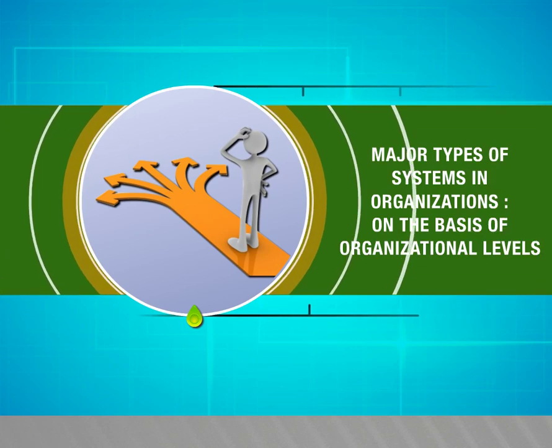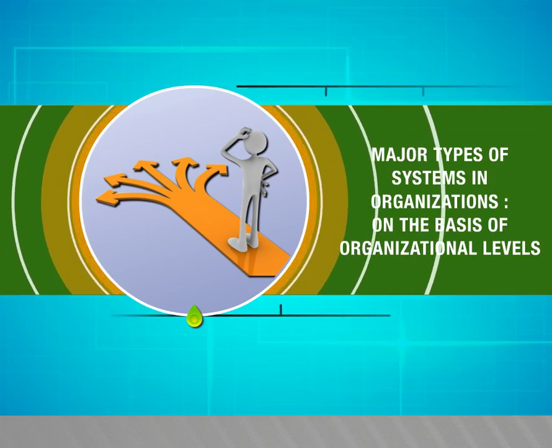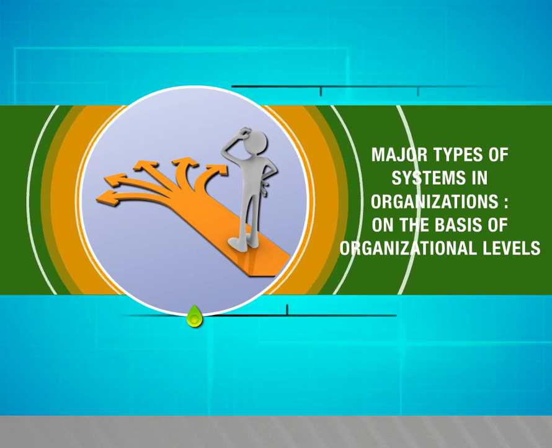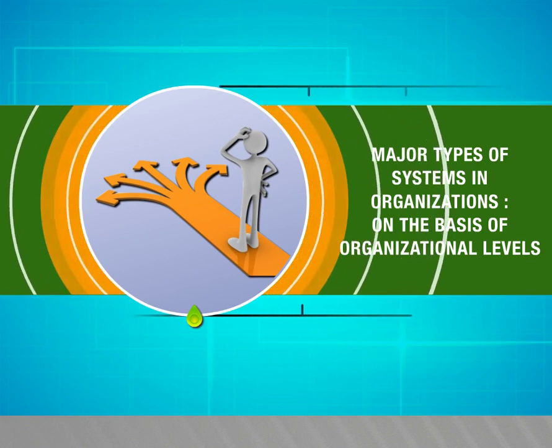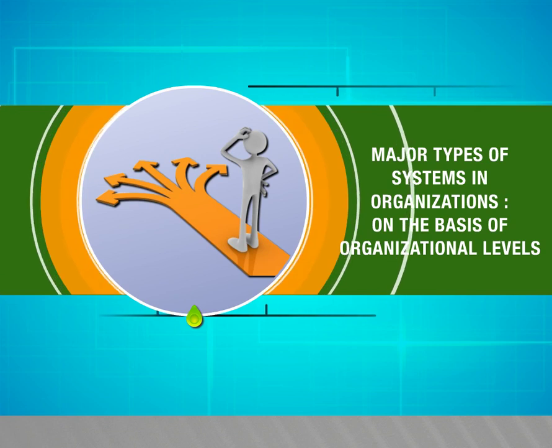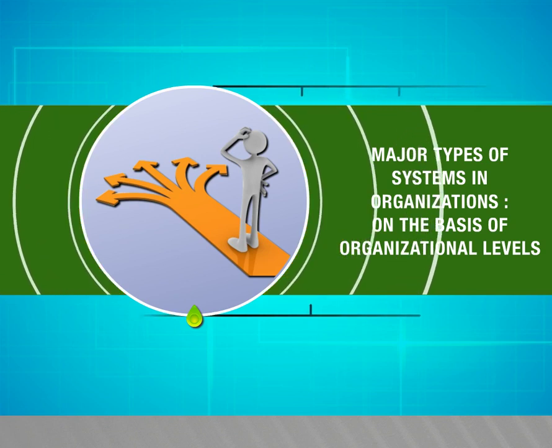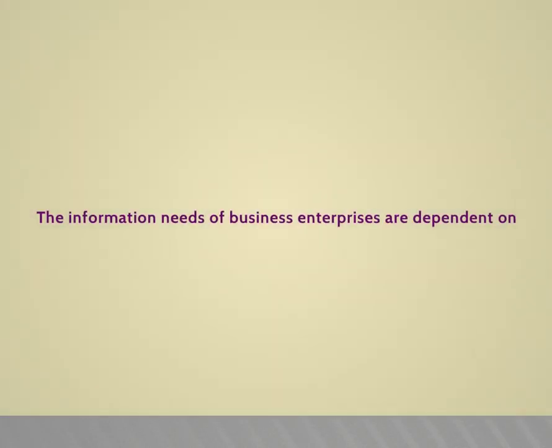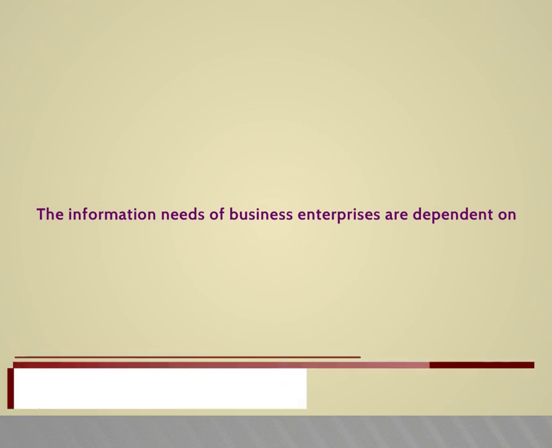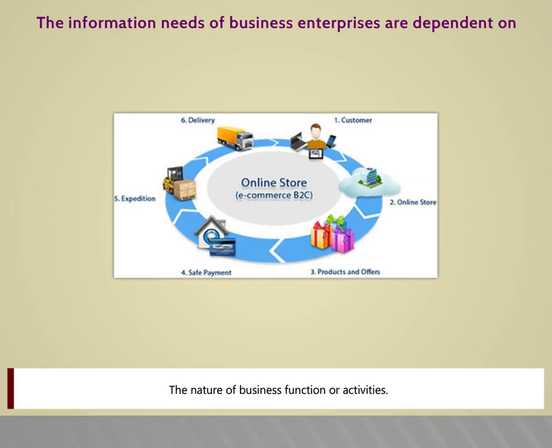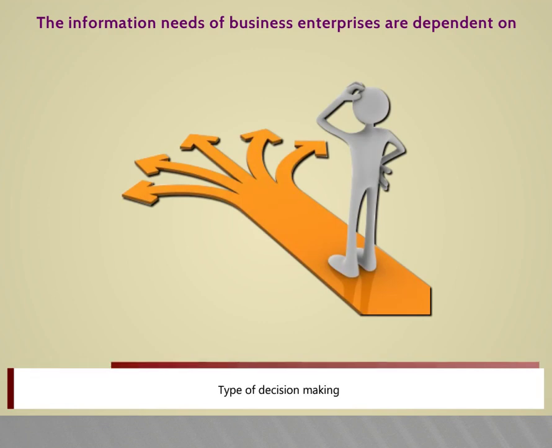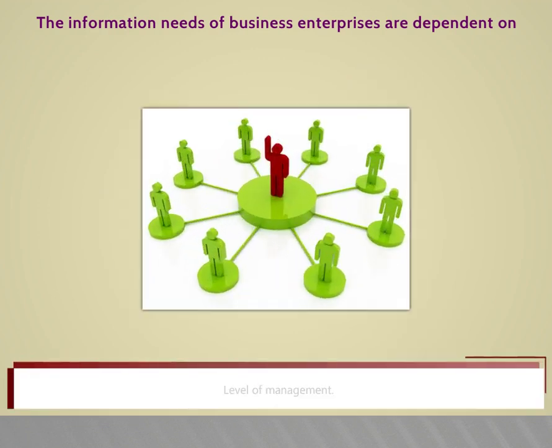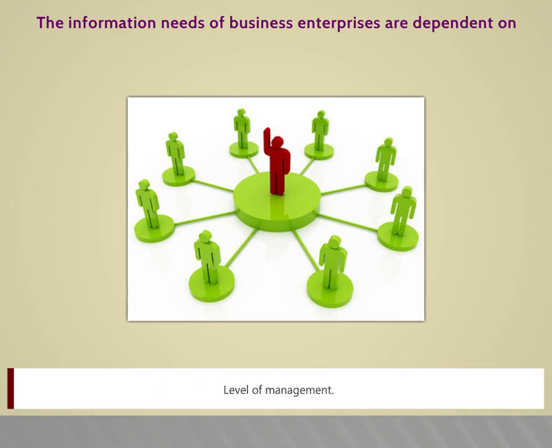Major types of systems in organizations on the basis of organizational levels. In this video, we are going to see about major types of systems in organizations on the basis of organizational levels. The information needs of business enterprises are dependent on the nature of business function or activities, types of decision making, level of management.